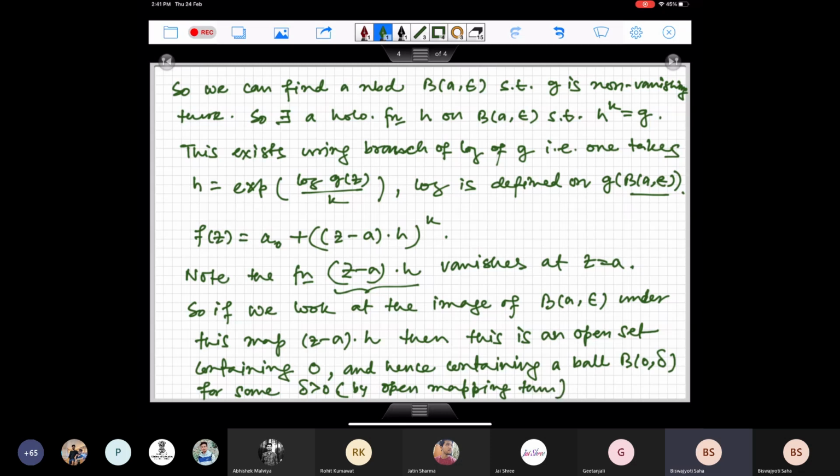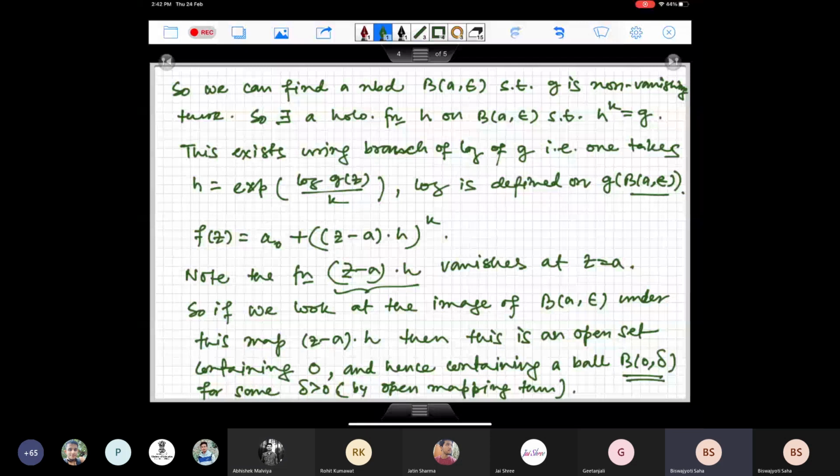Okay, very good. So what do I do with this ball? With this ball, I am going to generate a contradiction. How? Notice this ball is in the image, right? So for anything that I take from this ball, I will have a pre-image under z minus a times h. Is it clear what I'm trying to say?